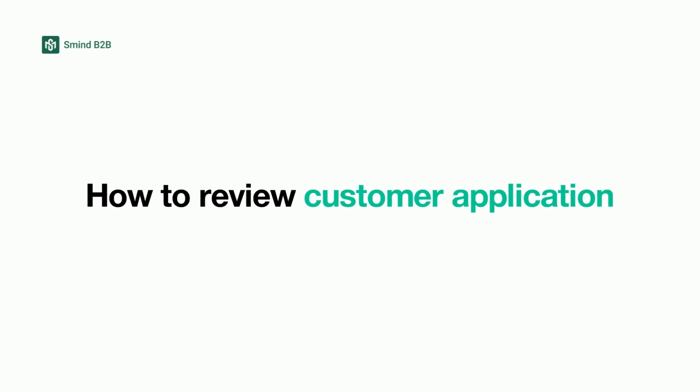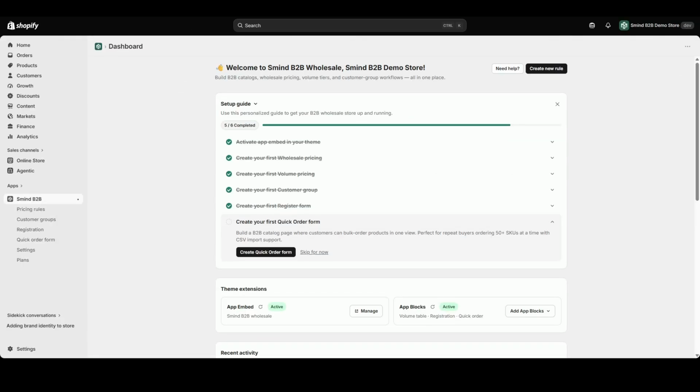Hi everyone, today I'm going to walk you through exactly the process of managing incoming wholesale requests, reviewing their details, approving their account, and assigning them to a specific pricing group so they can start purchasing. So let's get started. Navigate to your apps and open Smind B2B.